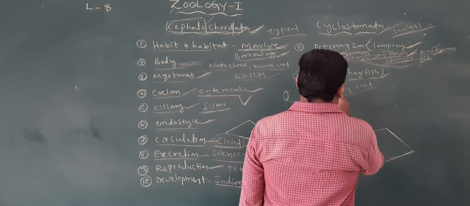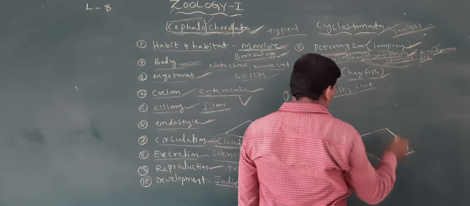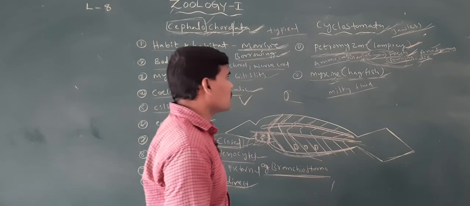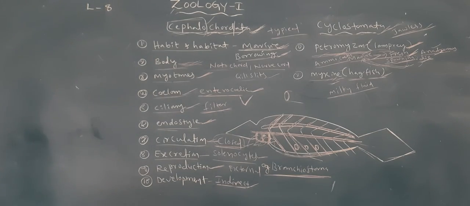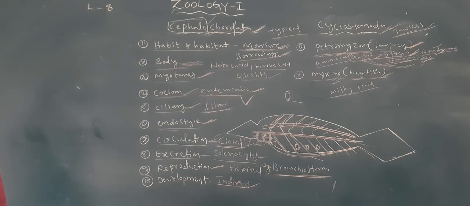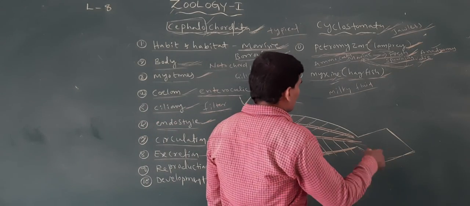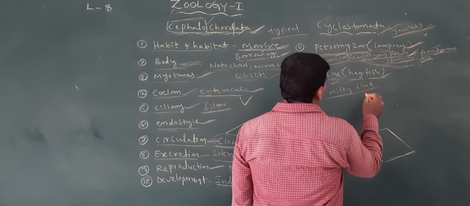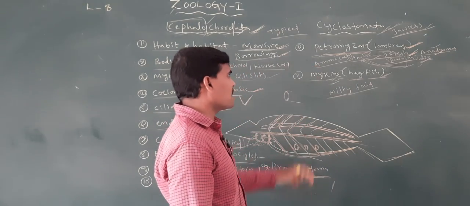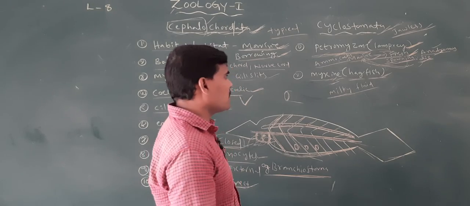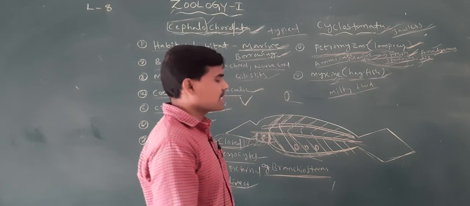ఈ మిక్సిన్స్ మిల్కీ ఫ్లూయిడ్స్, అంటే పాల వంటి ద్రవ పదార్థాన్ని విడుదల చేస్తాయి. ఇది ఒక మ్యూకస్ లాగా, అంటే శ్లేష్మం లాగా ఉంటుంది కాబట్టి స్టిక్కీగా, అంటే అంటుకోవడానికి ఉపయోగపడుతుంది. ఇది పెట్రోమైజాన్ అండ్ మిక్సిన్స్ మధ్య ఉండేటువంటి కొన్ని పోలికలకు సంబంధించింది. ఇది సైక్లోస్టోమేటా.